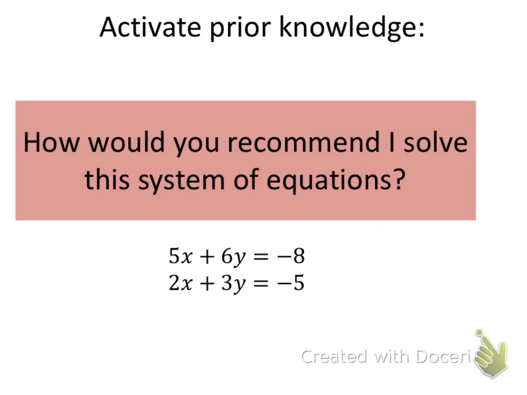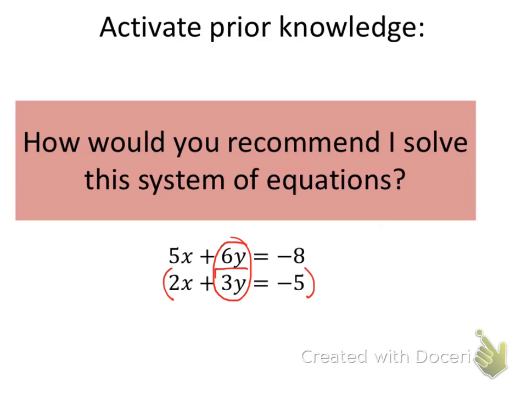However, we can't add to make a variable disappear, and we can't subtract to make a variable disappear. So we have to take an extra step, and that step is to multiply everything by a number to get the same coefficient. So if you recall, when we're solving equations, I can do something to both sides of the equation as long as I do the same thing to both sides of the equation, and it's still equivalent. This is the same concept. So my goal here is to get the y's to both have the same coefficient.